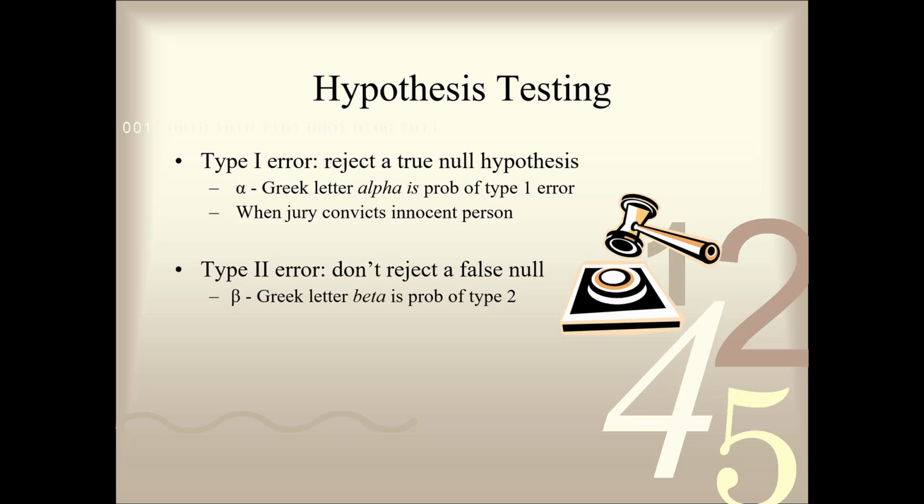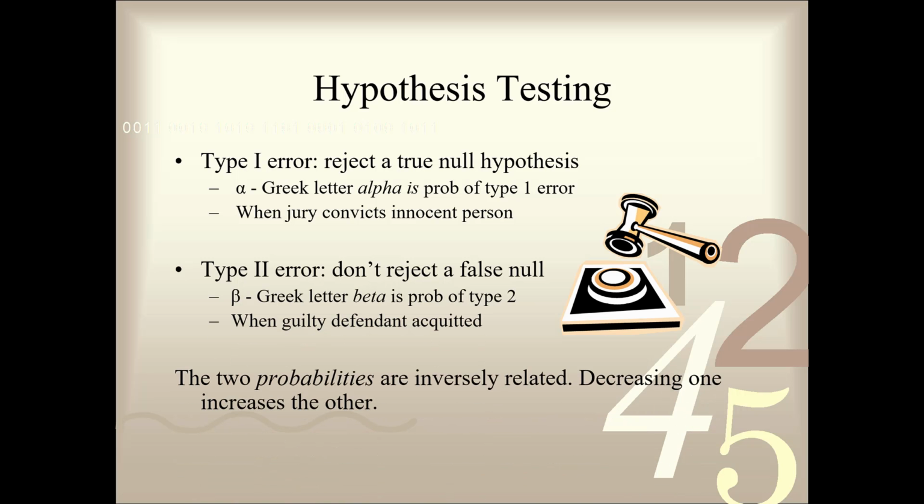Type 2 error, again, you don't need to know this for the quiz, is when you don't reject a false null. That's represented with the Greek letter beta, and it's the probability of a type 2 error. So, for example, when a guilty defendant is acquitted.